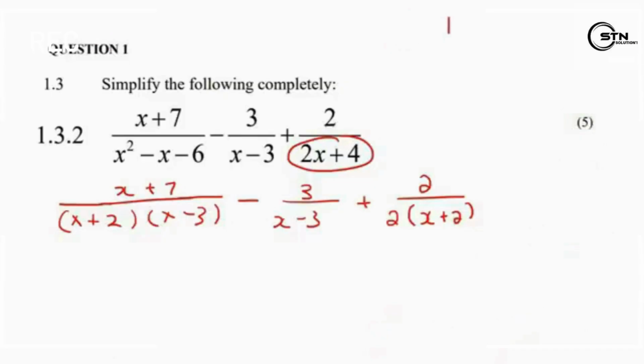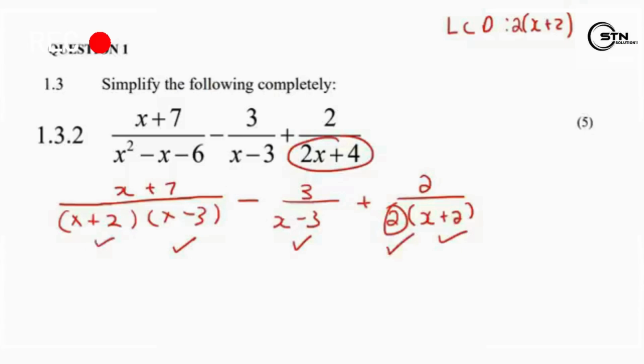Now, to find your lowest common denominator, all you do is take all the different parts. So there's an x plus 2, we've got one of those. So that takes care of that and that. There's an x minus 3, that takes care of that and that, and then there's this random 2, which I'll just put in the front, and that takes care of that. Okay, so we've taken care of everything.